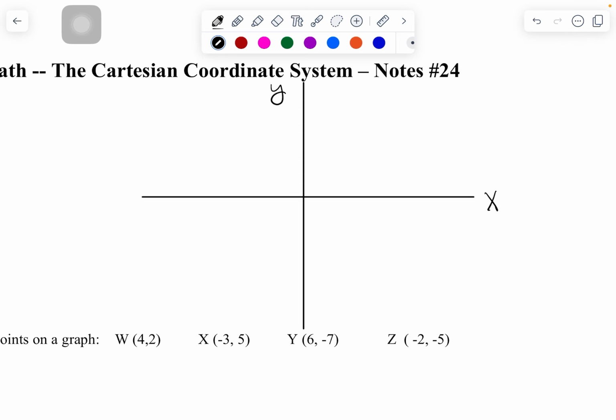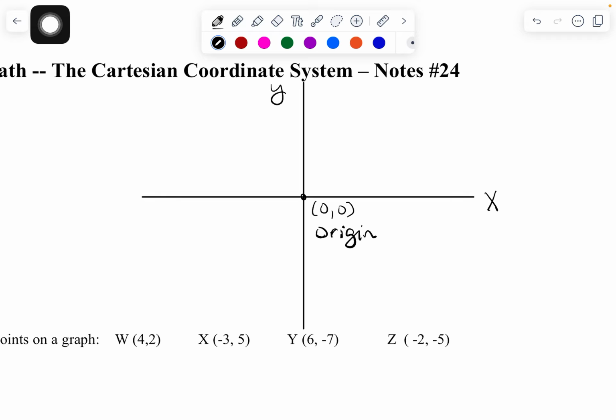Where they cross, that is the point 0, 0. That is better known as the origin, okay? So when we graph points, we start at the origin. We're going to move left and right for our x value, then we're going to move up and down for our y value, and that will find a particular location in this coordinate plane.